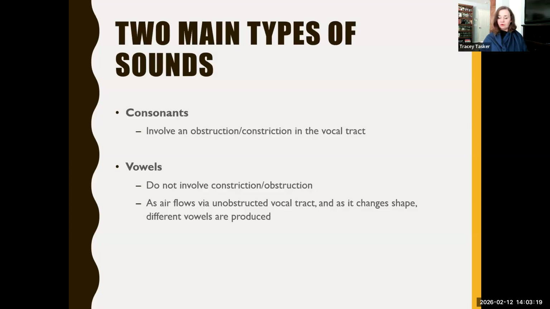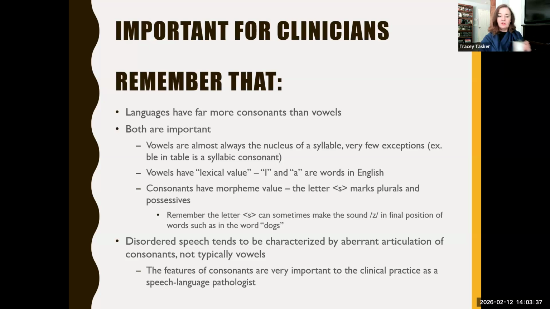So we've already talked about vowels. Vowels are made with an unobstructed vocal tract. So the main thing that differentiates vowels and consonants is that consonants involve an obstruction or constriction in the vocal tract. Okay, so as future clinicians, it's important to remember there are many more consonants than vowels, but both are important.